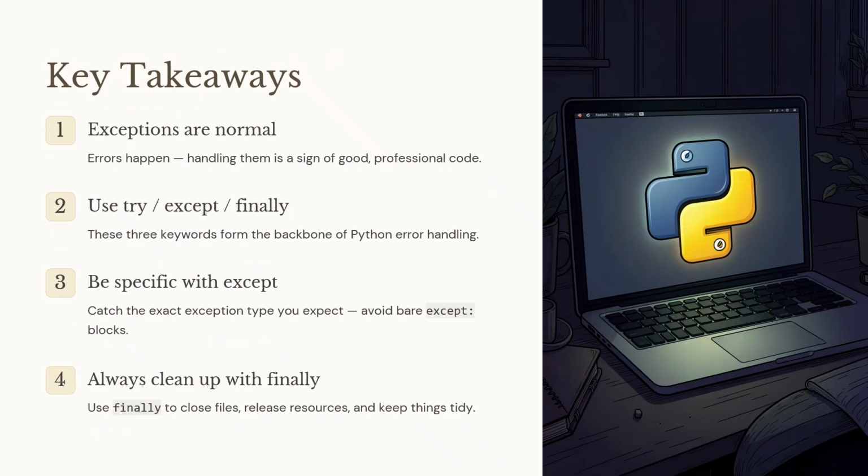And the last slide is key takeaways. Errors are common in programming, and handling them properly is a good programming practice. In Python, try, except, and finally are the main keywords used for exception handling. We should always catch specific exceptions instead of using general exception blocks. The finally block is useful for cleaning up resources like files and database connections. Exception handling helps us write safer, smoother, and more reliable Python programs by managing errors effectively.